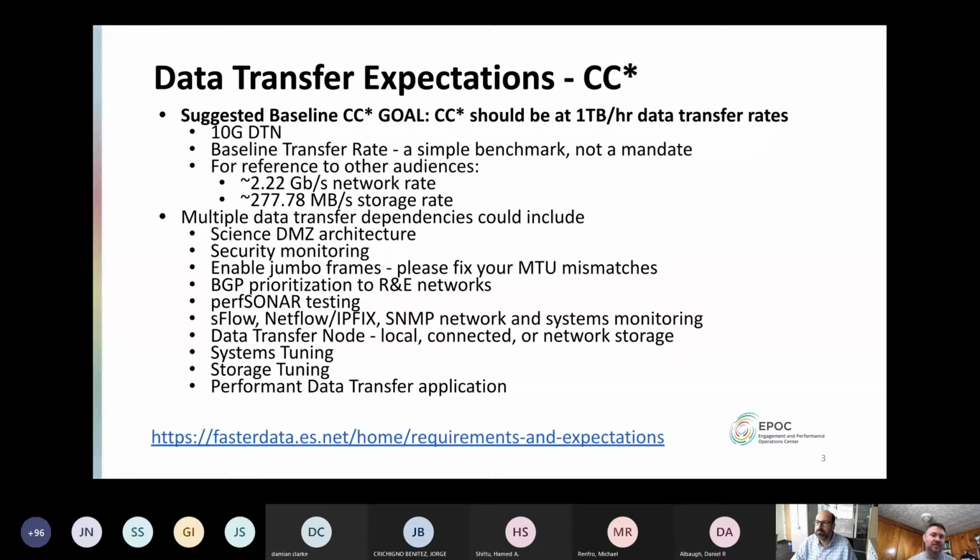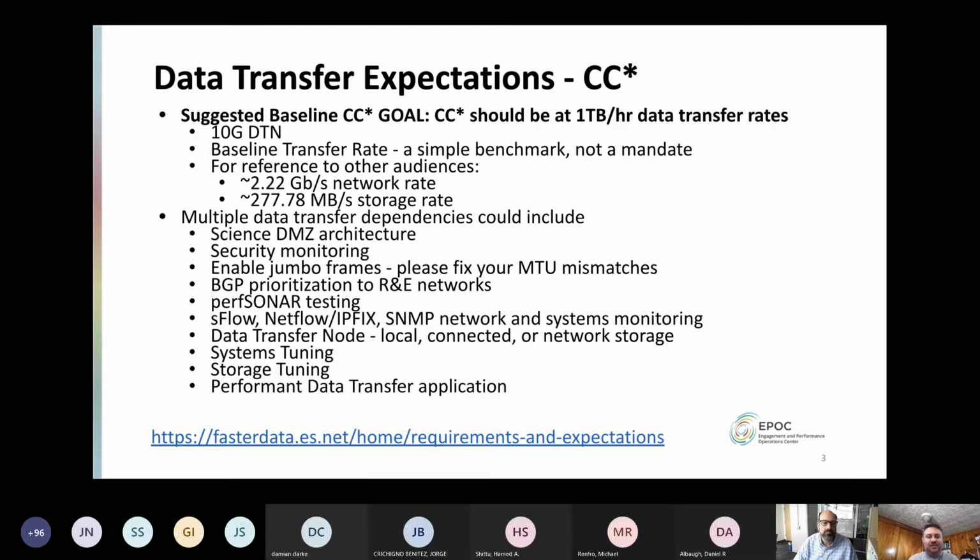Some of the dependencies related to that could go into some of the other pieces you'll discuss around the testing or the next week's sessions, as well as the sessions later today as we get into the different components of it. It could be related to the Science DMZ architecture, security monitoring in there. One thing, please enable jumbo frames. We have MTU mismatches and problems all over the place with these pieces. So try to make sure that jumbo frames are enabled for these data transfers.